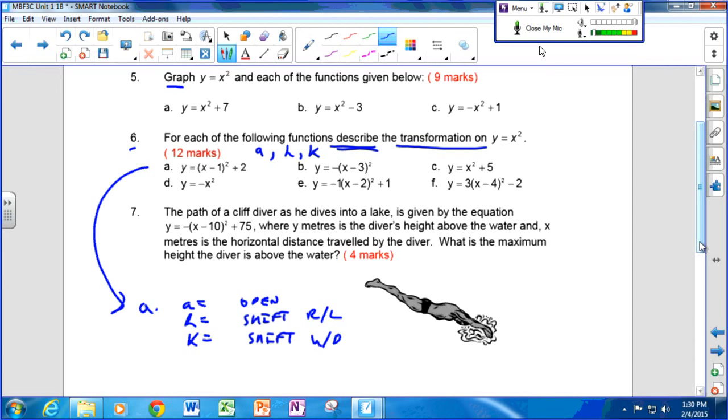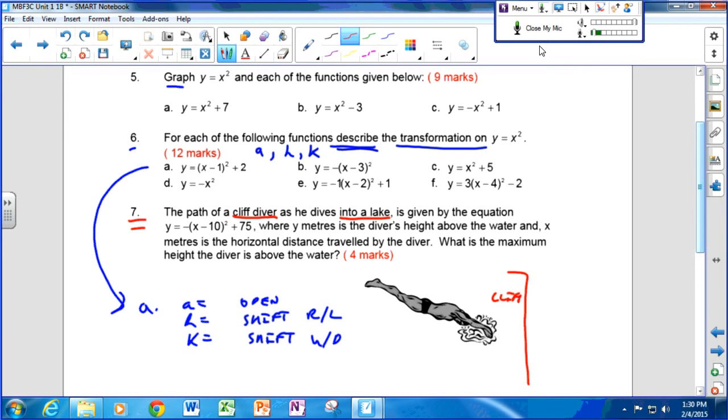Okay, and now question 7. Question 7 is kind of an interesting question because we didn't really cover this in the course material. Well, sort of. It says the path of a cliff diver as he dives into a lake. A cliff diver is someone standing on a cliff.